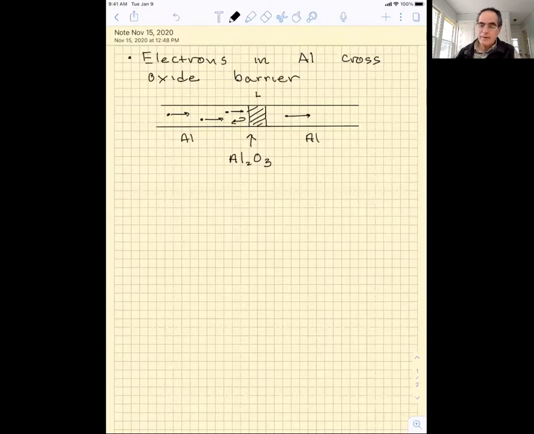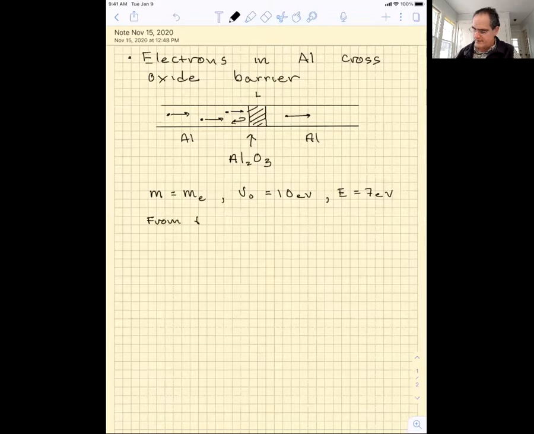To do this problem, we're going to put in numbers. The numbers I'm putting in are made up, but they're reasonable numbers. They're not that far off, but I didn't want to be bothered to look up exact quantities. We'll assume that the electrons behave like particles with the electron mass. We'll assume that the barrier height is about 10 electron volts, which is about right for an oxide. And we'll assume that the kinetic energy of the electrons is about 7 electron volts, which represents the Fermi energy in the aluminum.